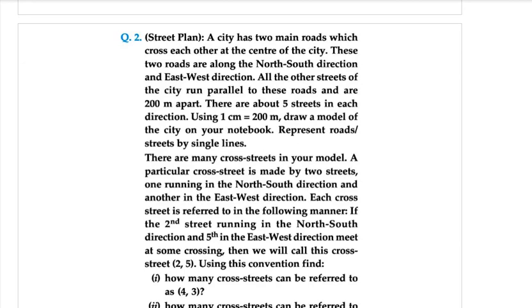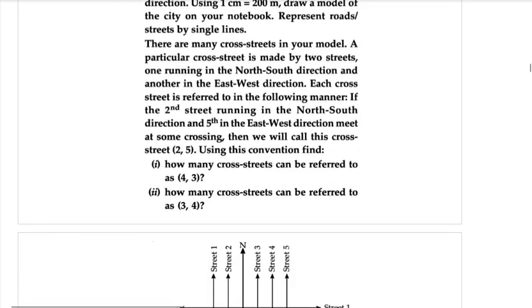There are many cross streets in your model. A particular cross street is made by two streets, one running in the north-south direction, another in the east-west direction. Each cross street is referred to in the following manner. If the second street running in the north-south direction and the fifth in the east-west direction meet at some crossing, then we will call this crossing street 2, 5. Using this convention, find how many cross streets can be referred to as 4, 3 and how many cross streets can be referred to as 3, 4.